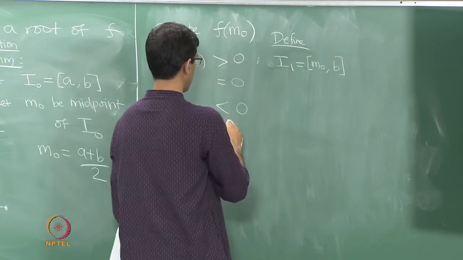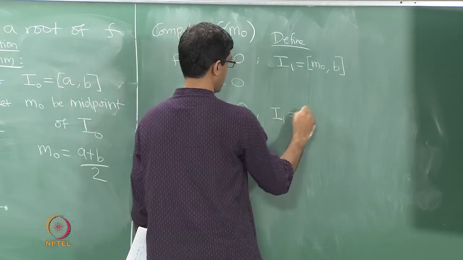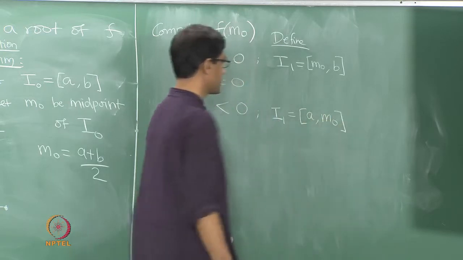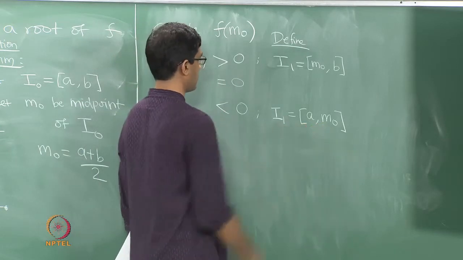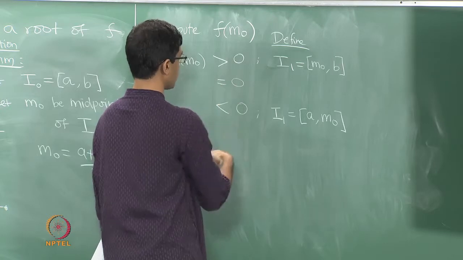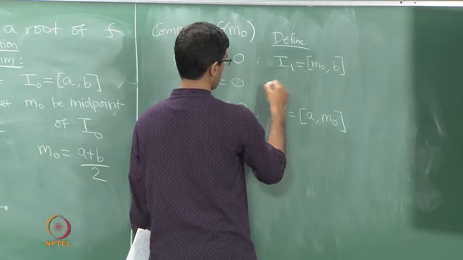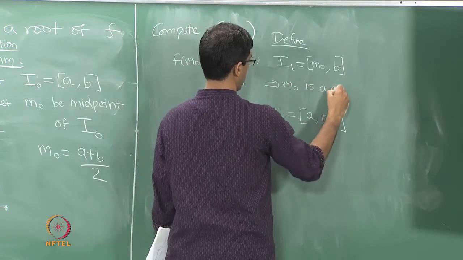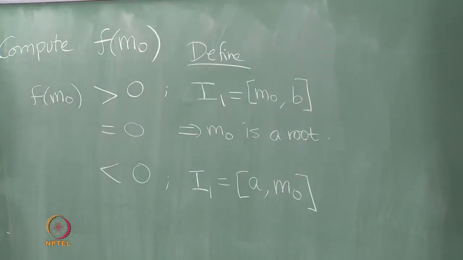Similarly, if the value of f at m0 is negative, then you take the other half of the interval, the interval between a and m0, where again you have the same feature, that the value at the left end point is positive and the value at the right end point is negative. And of course if the value of f at m0 is 0, you are already done, you have already found a root. Here in fact you would have found it exactly. So m0 is a root, and you can just stop the algorithm right there.